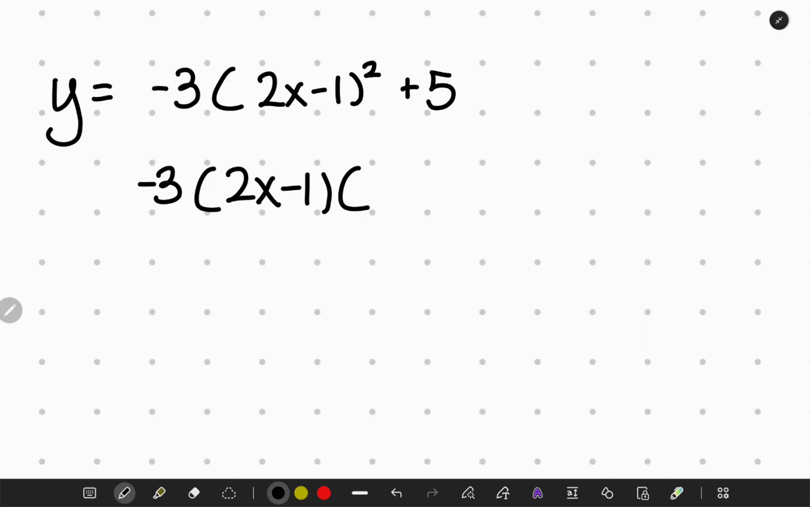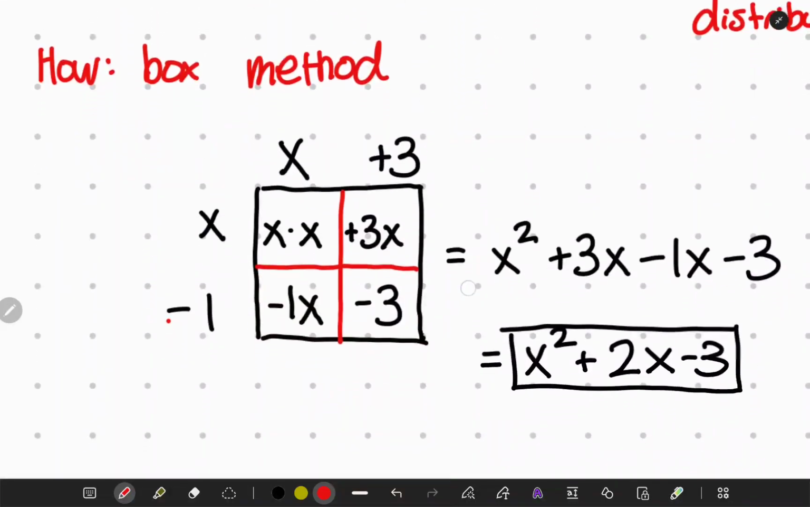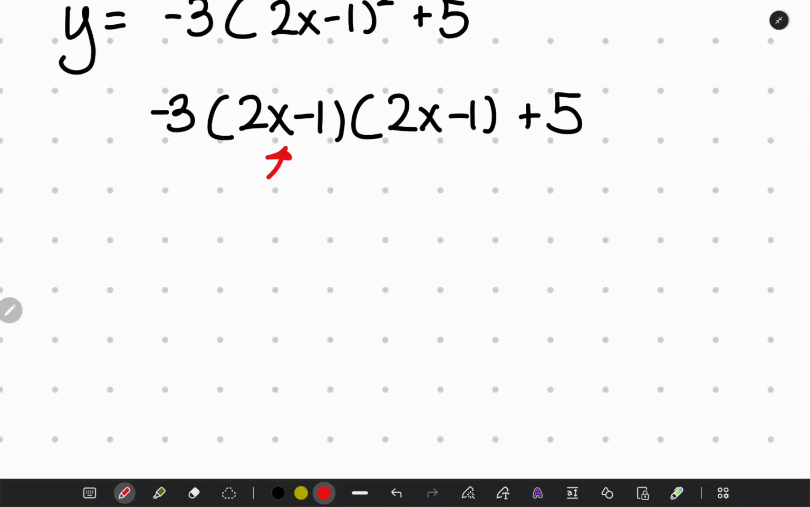2x minus 1, parentheses, 2x minus 1, plus 5. I have to ask myself, hey, wait a minute, don't I have two things that I can multiply? And the answer is yes. It's oddly similar to the first one. We have 2x minus 1, and this one, 2x minus 1. So let's try to make something out of that.